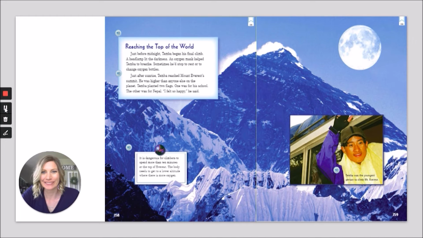The boxed fact says, it is dangerous for climbers to spend more than 10 minutes at the top of Everest. The body needs to get to a lower altitude while there is more oxygen. There's Timba again in that photograph. Let's read the caption. Timba was the youngest person to climb Mount Everest.